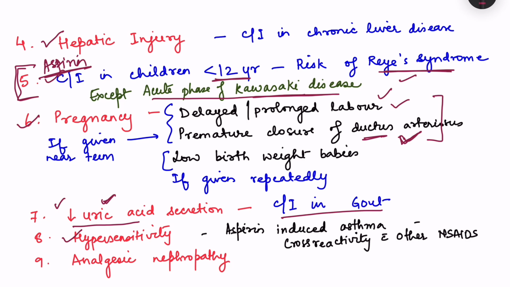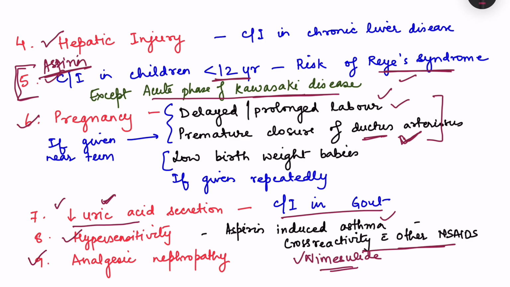It can also lead to hypersensitivity. In fact, one feature is aspirin-induced asthma. And if there is aspirin-induced asthma, then there is cross-reactivity with other NSAIDs as well. So other NSAIDs are also contraindicated if there is a hypersensitivity reaction to aspirin, except nimesulide, which we are going to see later. Nimesulide doesn't cross-react. That is the only property. Otherwise, nimesulide is banned in many countries, but only in case of aspirin-induced asthma, nimesulide can be used.